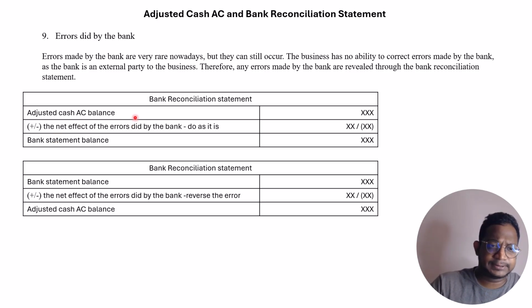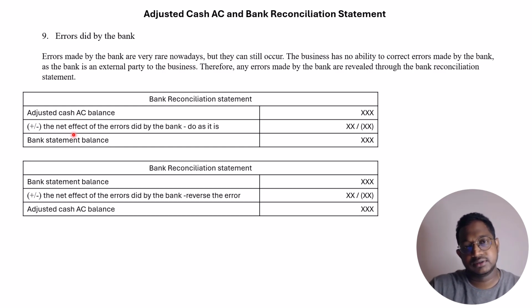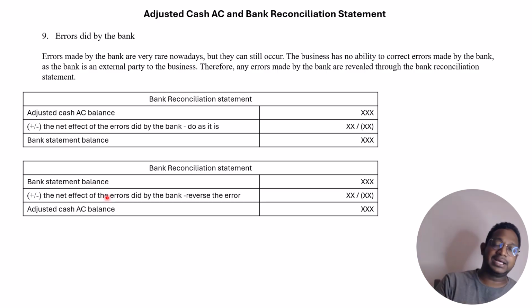If you use the adjusted cash account balance as the base, you have to show the error made by the bank as it is. If they added erroneously, you have to add here. If they deducted erroneously, you have to deduct here. Then you can find the bank statement balance. But if you use the bank statement balance as the base in the bank reconciliation statement, you have to correct the error. If they deducted erroneously, you have to add. If they added erroneously, you have to deduct, like that, right?